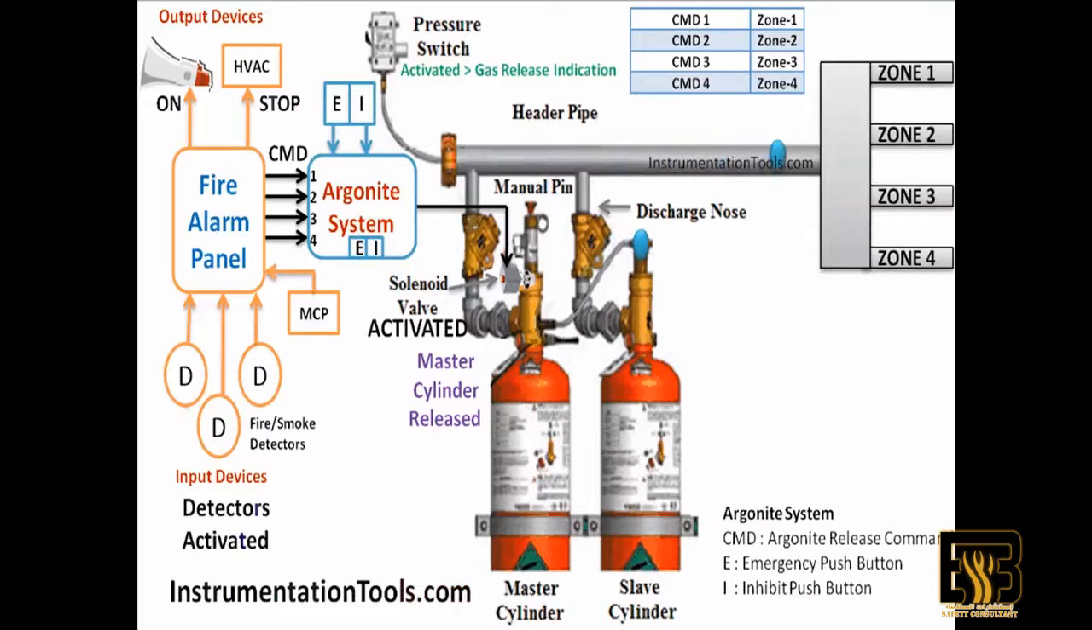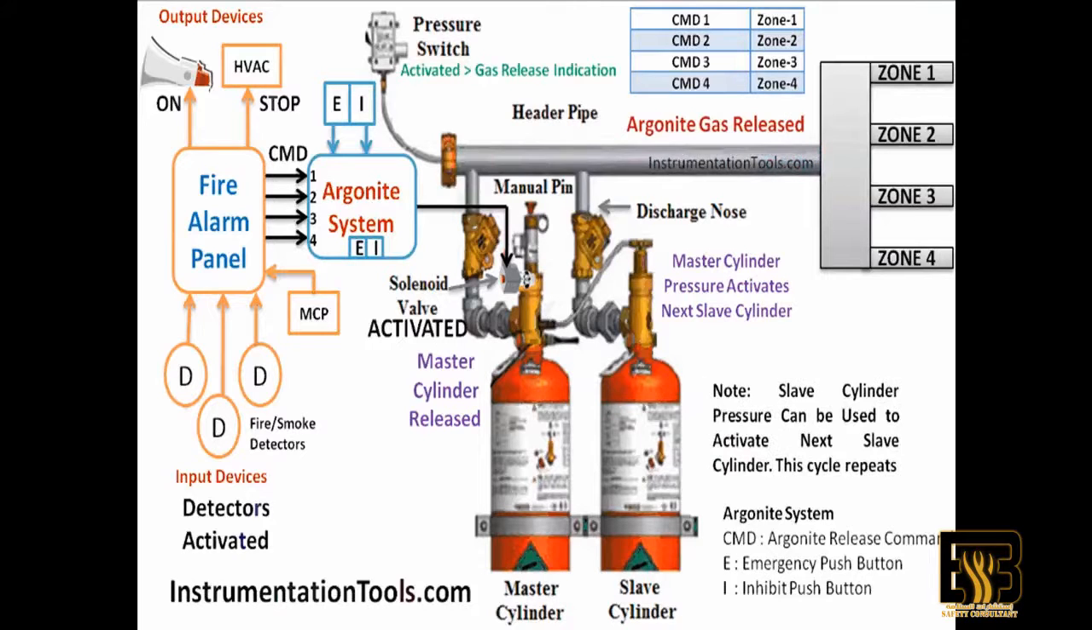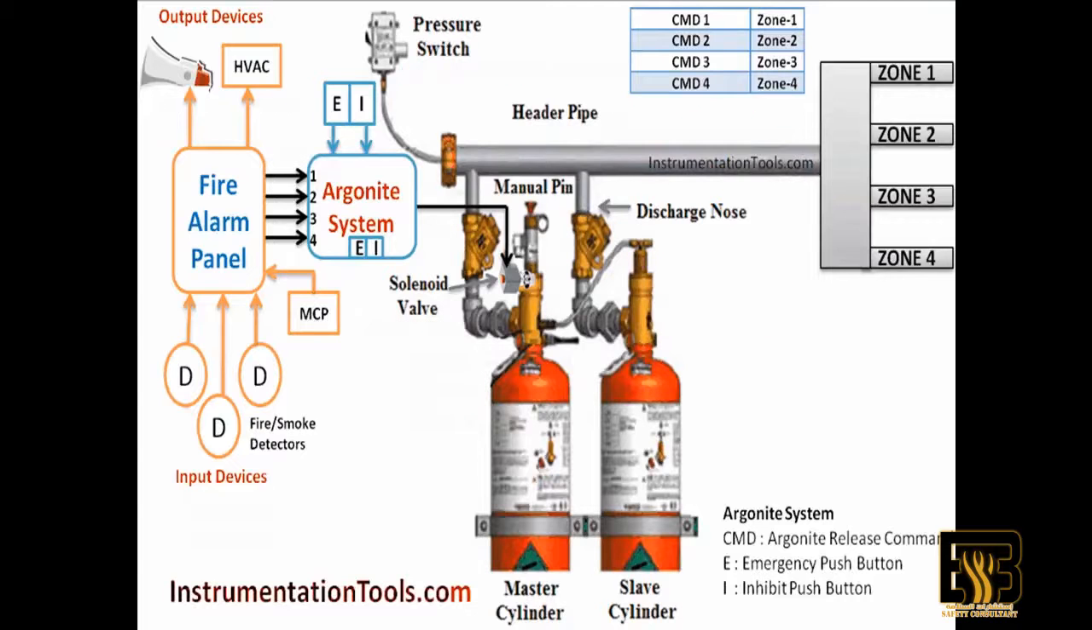Similarly, the slave cylinder may also have 2 paths to go. One is the main discharge line and the second will go to the next slave cylinder. Here in the animation only one slave cylinder operation is shown. Like this concept, we can release many cylinders which are connected in series by activating one master cylinder.